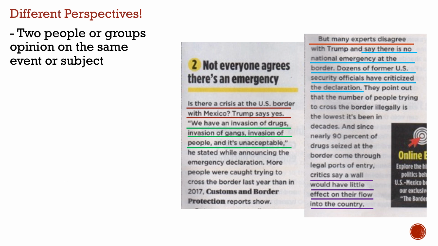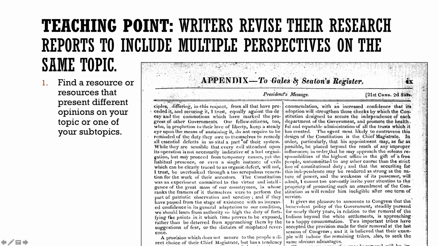I know you might be a little scared. However, I'm going to take you through it step by step. Let's do this. So I did this in my own writing. Step 1, find a resource or resources that present different opinions on your topic or one of your subtopics. So you all know I'm doing the Trail of Tears. I am researching this. And in the course of my research, I found where President Andrew Jackson had actually gone to Congress and made a speech in front of Congress where he talked about this Indian Removal Act and kind of how it's going.